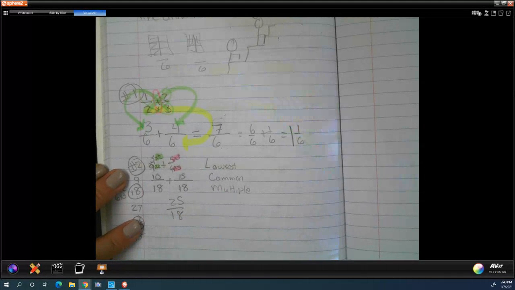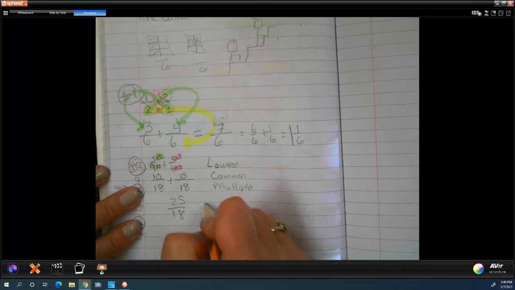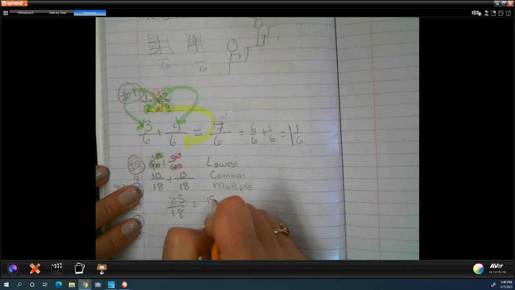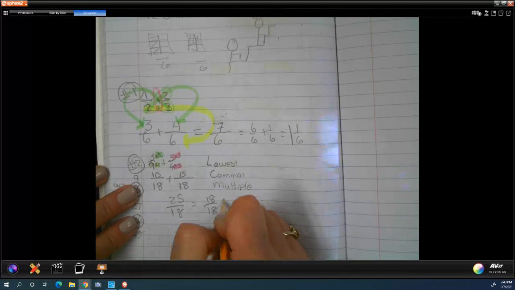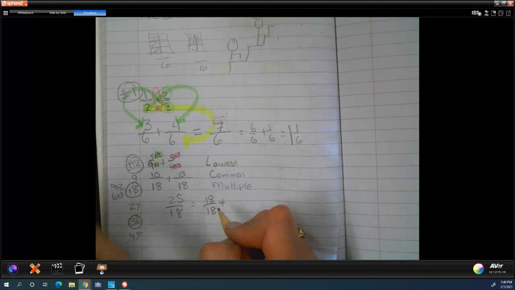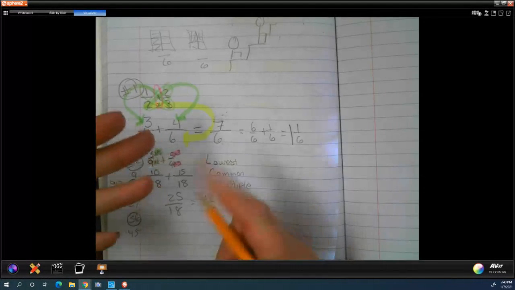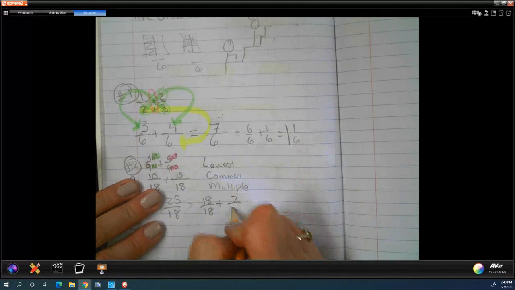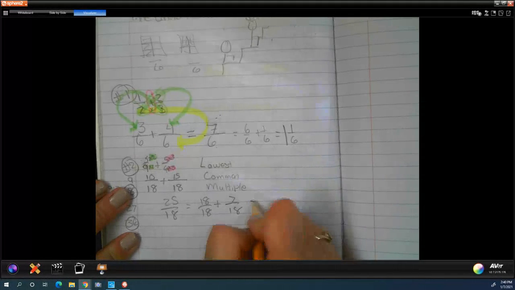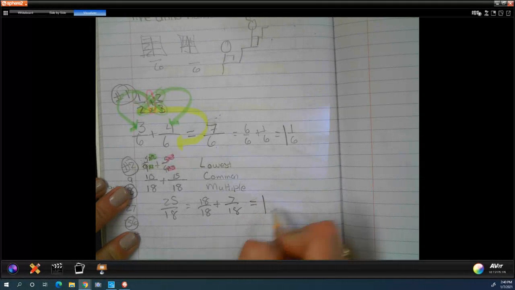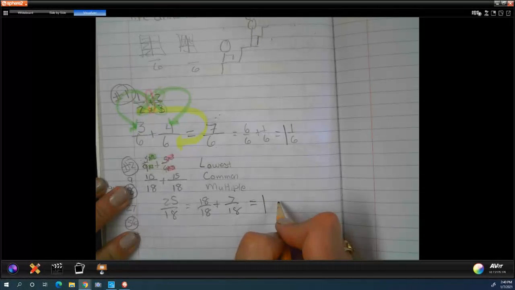Again, it's heavy, right? What I really have here is 18 18ths plus 18, 19, 20, 21, 22, 23, 24, 25, 7 18ths, which really means I have one whole and 7 18ths.